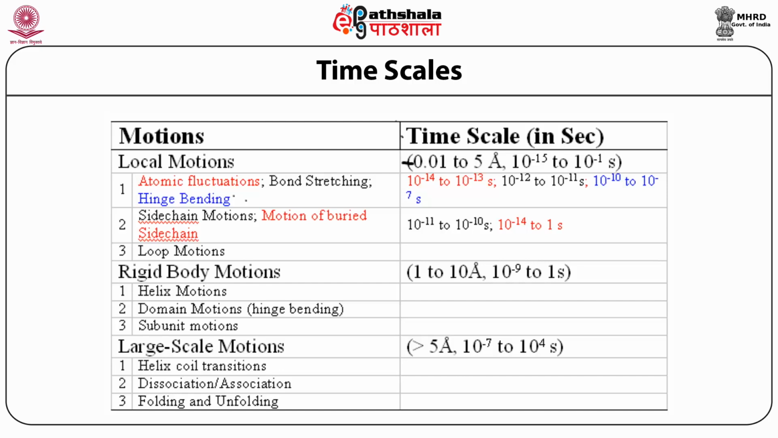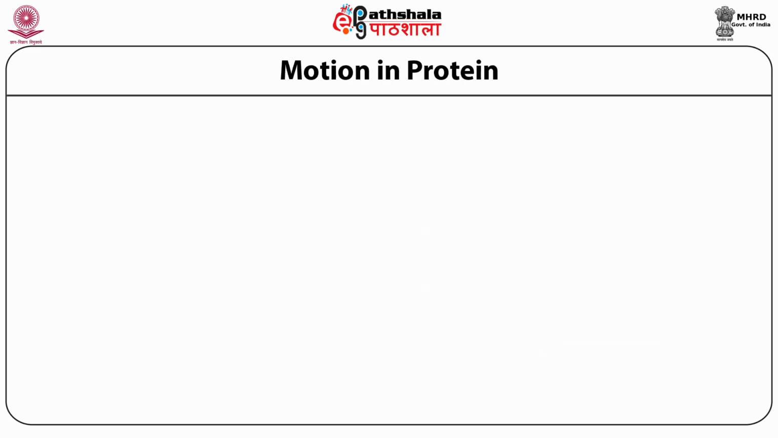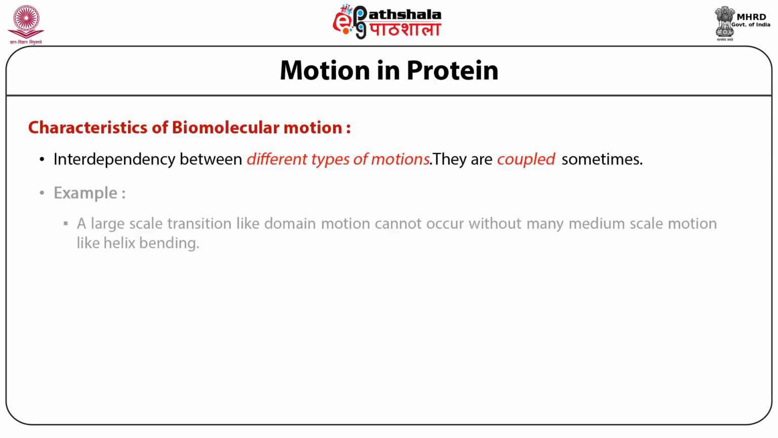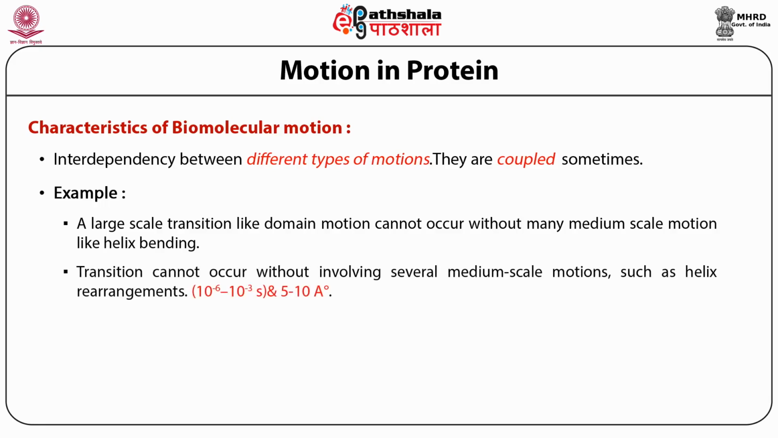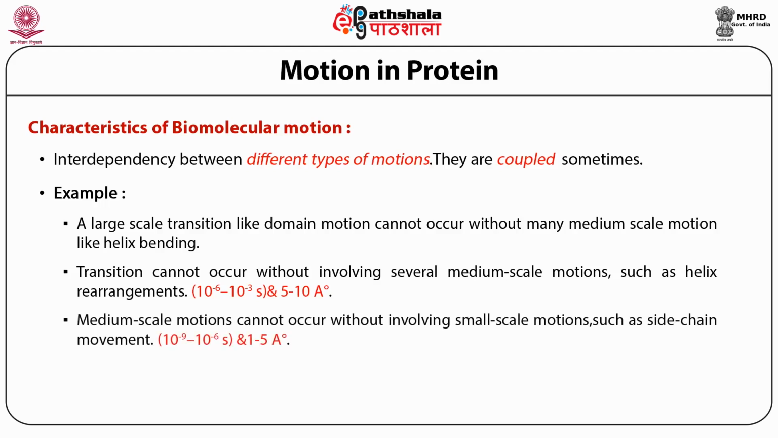However, I have stated earlier that most of the functional work of biological macromolecules is done through a complexity between all the motions. So many of the motions are important. Let us take an example of this interdependency between the different types of motions. A large scale transition like a domain motion cannot occur without a smaller, medium scale motion like helix bending. Similarly, several medium scale motions require helix adjustment or rearrangement, which might be triggered by some side chain movement.